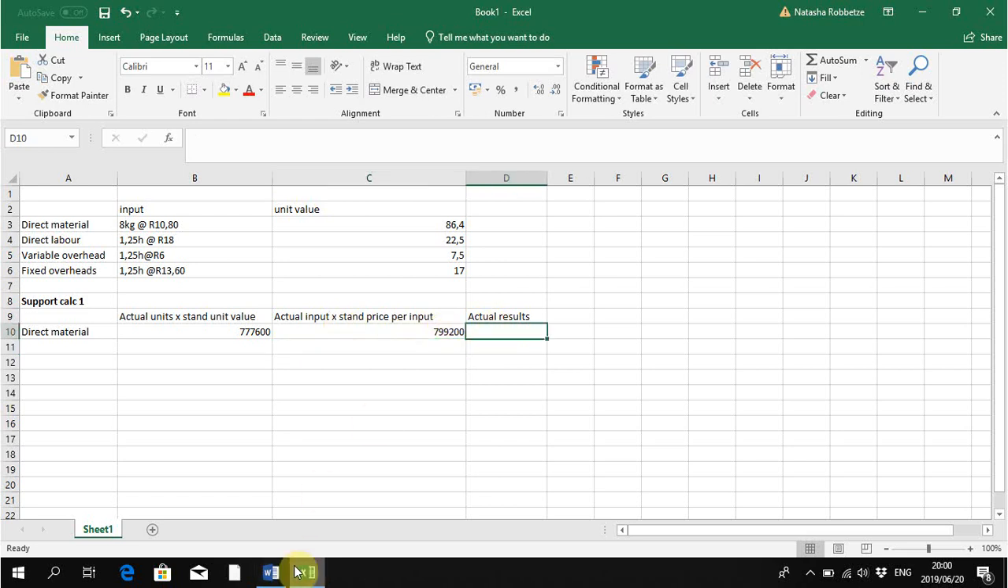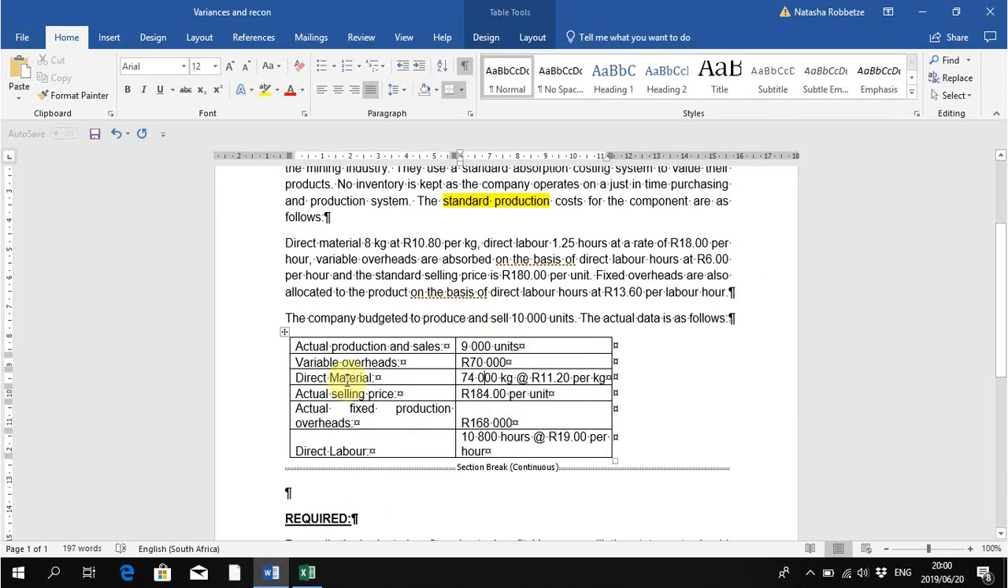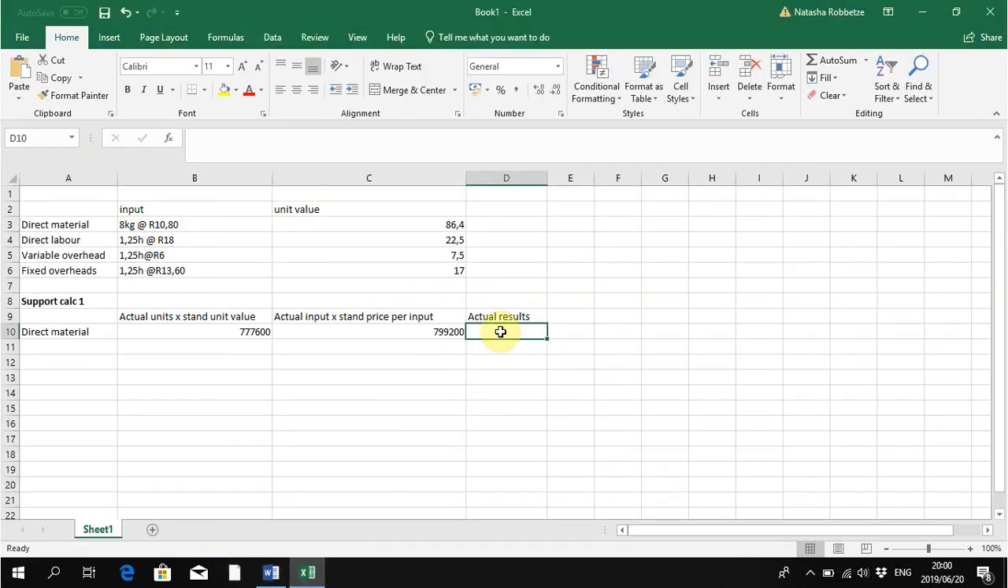The actual results, if I go back to my question, is the 74,000 kilograms at 11 Rand 20. So I will simply multiply the actual results: it's the 11 Rand 20 at 74,000 actual kilograms. I've completed my first line item calculation. And now I will continue to do this calculation for direct labor and variable overheads as well.